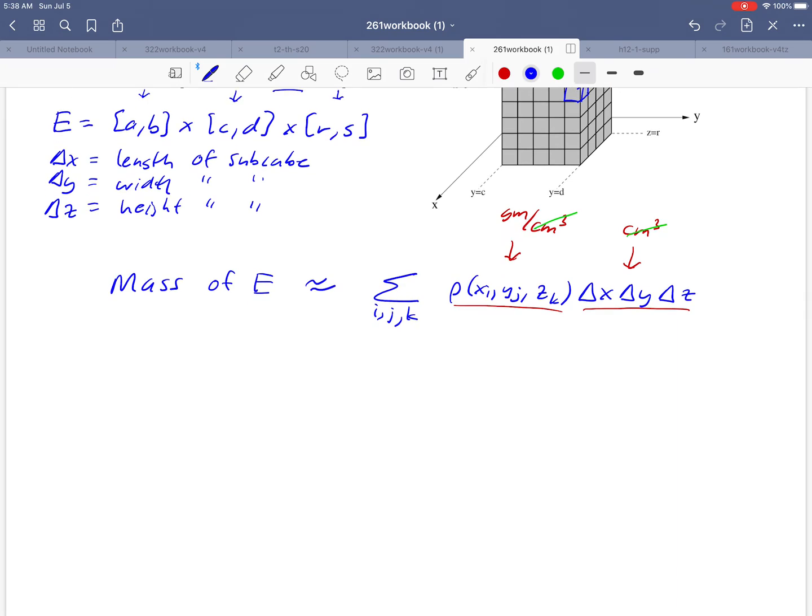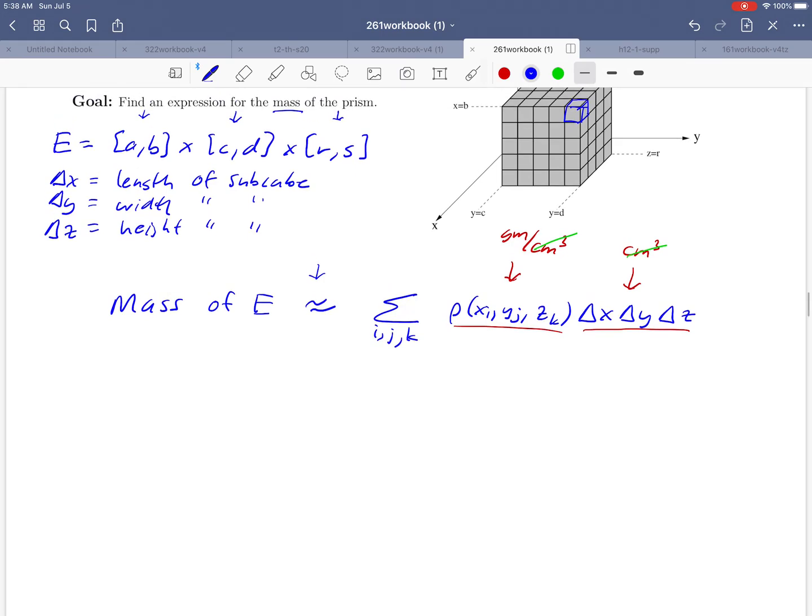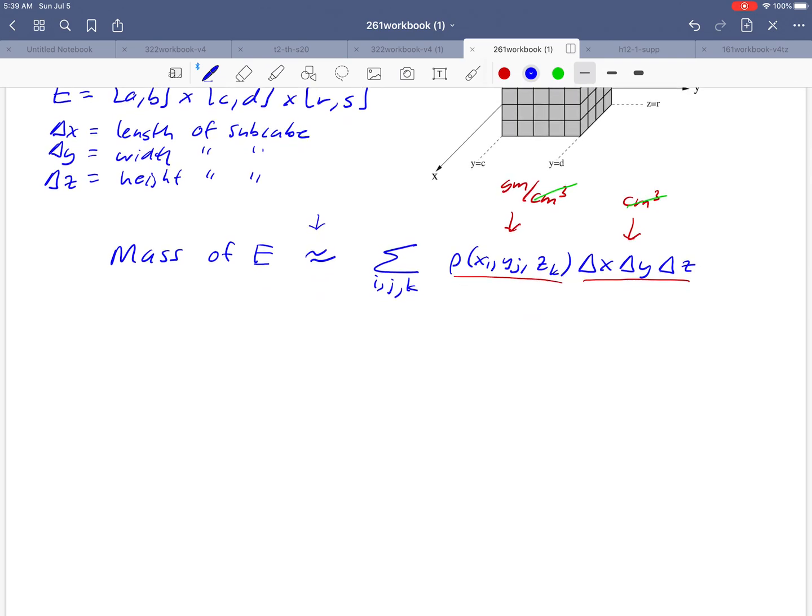Okay, now why is this just an approximation and not an exact mass? Well, you can think of it this way maybe. The density is changing. Even if you pick a point in one of these small cubes, the density is going to depend on where that point is. It's going to change a little bit depending on where you are in the subcube. So this is not exact, but we can make it closer to being exact by shrinking the size of our subcubes. In other words, letting delta x, delta y, and delta z get smaller. And if we take the limit as delta x, delta y, and delta z all go to 0, we're going to get the exact mass.